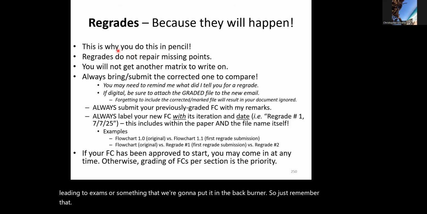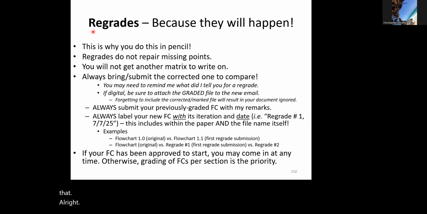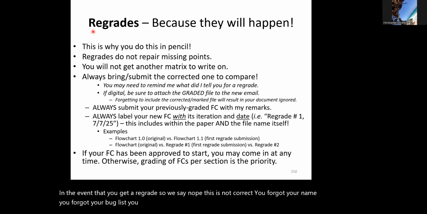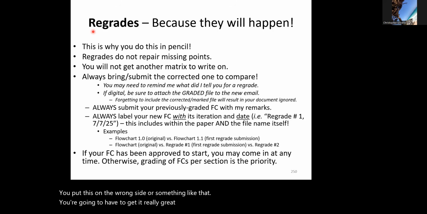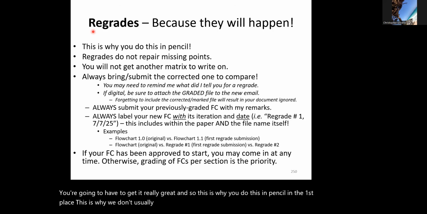All right. Now, in the event that you get a regrade, so we say, nope, this is not correct. You forgot your name. You forgot your bug list. You forgot to spell this correctly. You put this upside down. You put this on the wrong side, something like that. You're going to have to get a regrade. And so this is why you do this in pencil in the first place. This is why we don't usually do digitals, because we need to have the original copies.